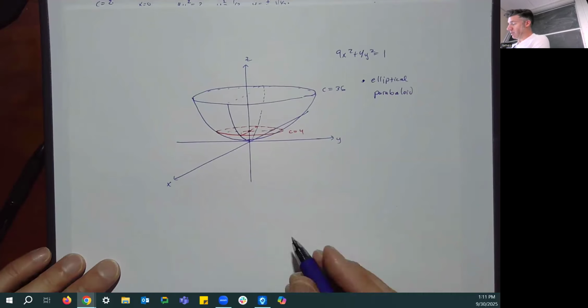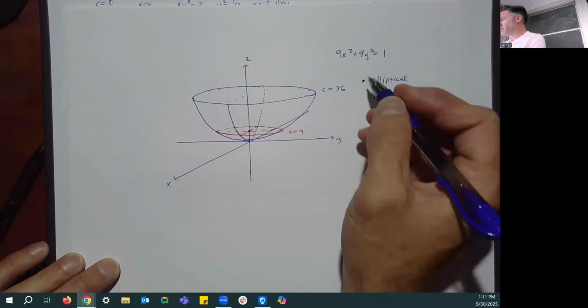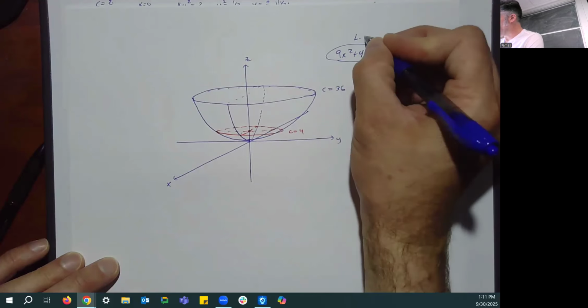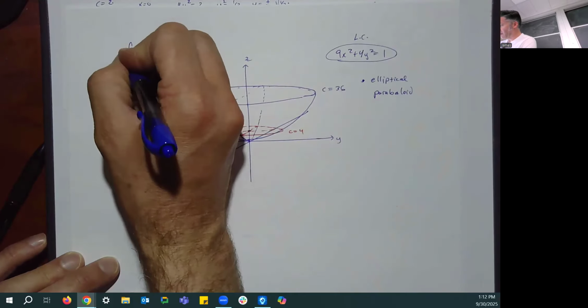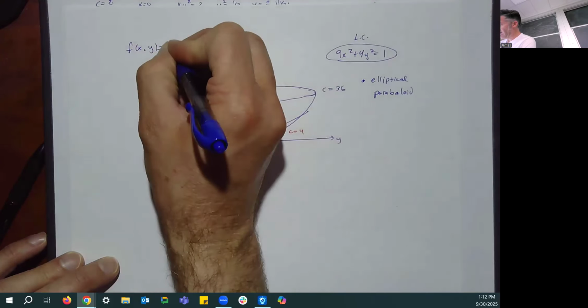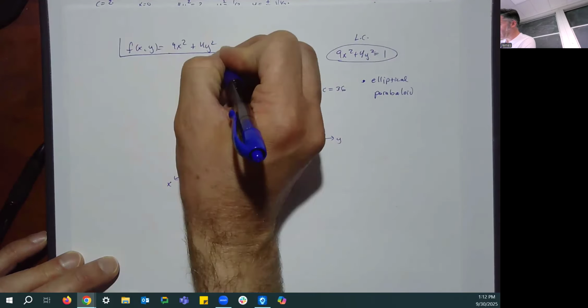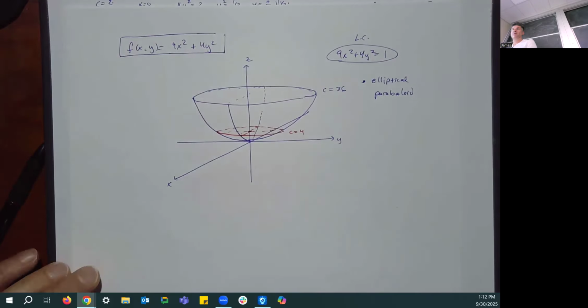More generically, I apologize, that's one of the level curves. This is a level curve. The actual graph was f of x, y equal to 9x squared plus 4y squared. This is your elliptical paraboloid. So that's the equation of this surface.